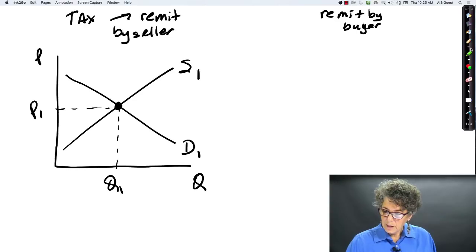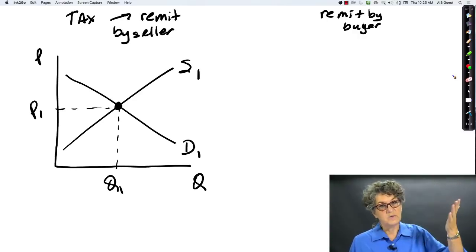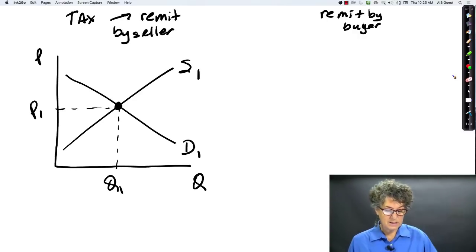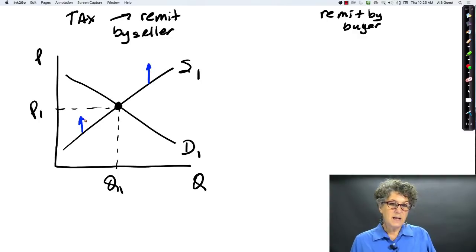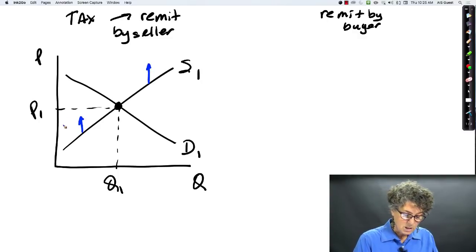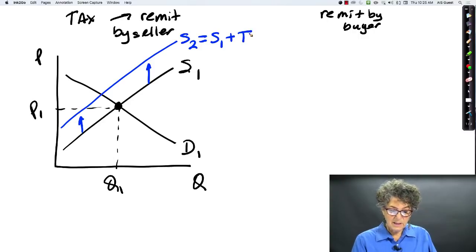If then there is a tax that's implemented and the tax money will be mailed to the government or transferred electronically to the government by the seller, then the tax is affecting the costs of selling the product to the seller. And so we show the effect of the tax by shifting the supply curve, and we would have a second supply curve which was equal to the first supply curve plus the amount of the tax.